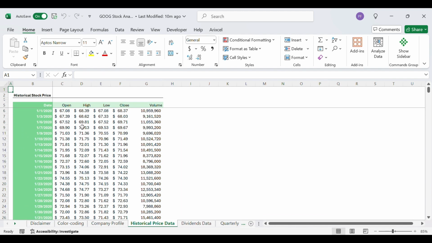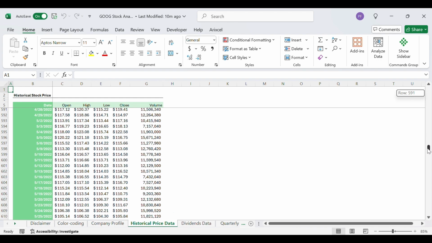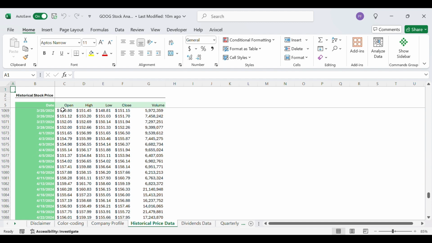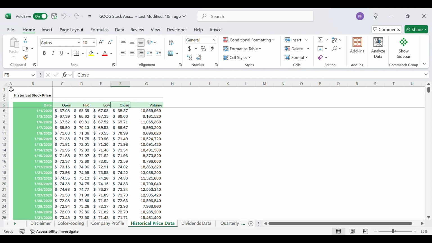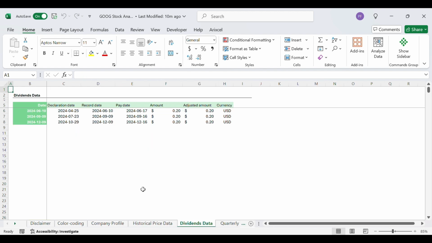Next tab, historical price data. So you can see starting from the 1st of January 2020 up until end of December 2024, you can find the open price, high price, low price, and close price of the stock, and also the amount of stocks traded during that day.